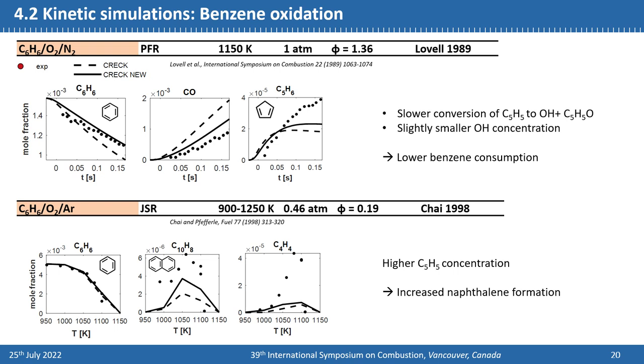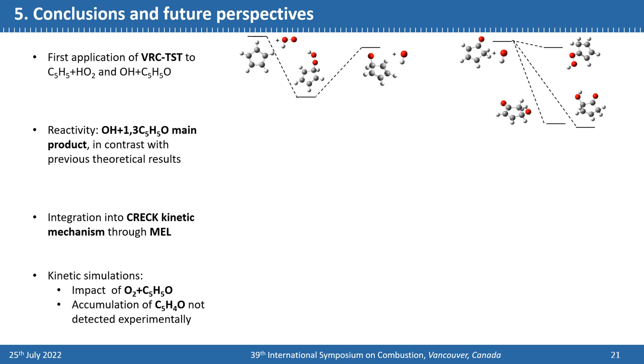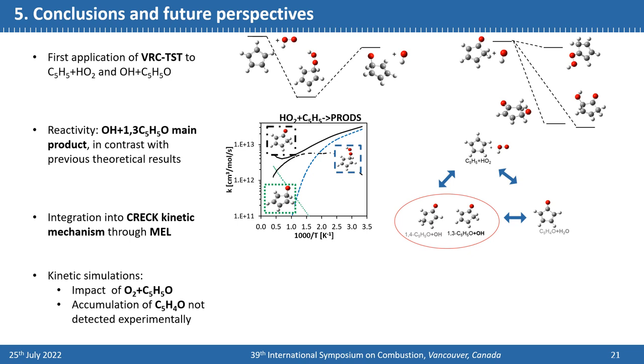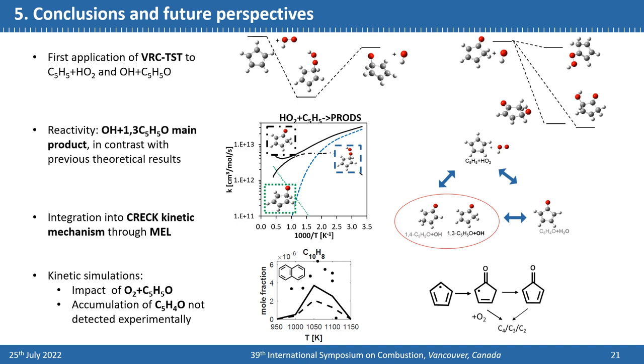So to conclude, we applied the variable reaction coordinate transition state theory to obtain accurate predictions for the HO2 plus cyclopentadienyl reactivity, and also to approximate the reactivity of the OH recombination on C5H5O. We found that, contrary to what previous literature studies predict, the 1,3-C5H5O plus OH is the main product of this potential energy surface. The reaction network was lumped so as to obtain only three main reactive nodes, and the impact of these new kinetics was tested on kinetic simulations with the CRECK kinetic mechanism, obtaining globally an increased concentration of cyclopentadienyl, which impacts both the conversion and the predictions on PAHs.